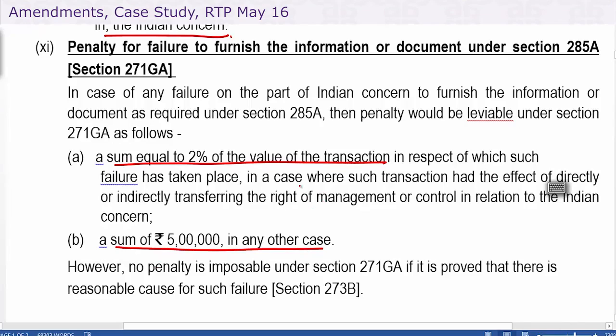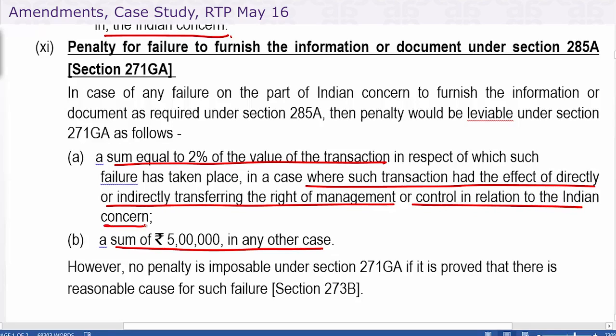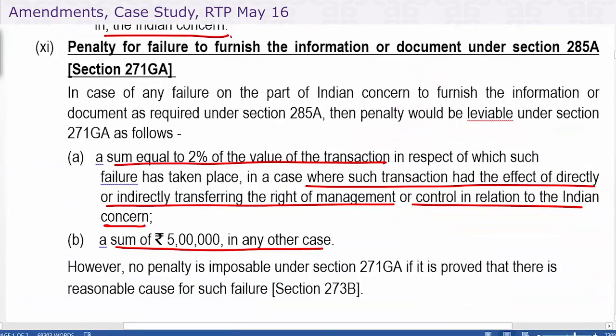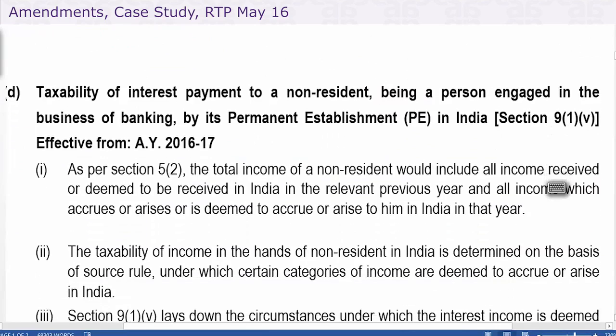So 2% of the value in a case where such transaction had the effect of directly or indirectly transferring the right of management or control in relation to the Indian concern. So if by the transfer that is taking place outside India, the control of D Limited is being transferred effectually and D Limited did not report what it was required to, then there is a penalty of 2%. In any other case, there is a penalty of 5 lakhs. Let's move to the next one.